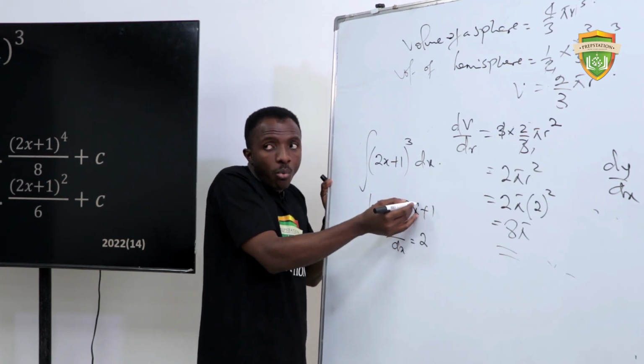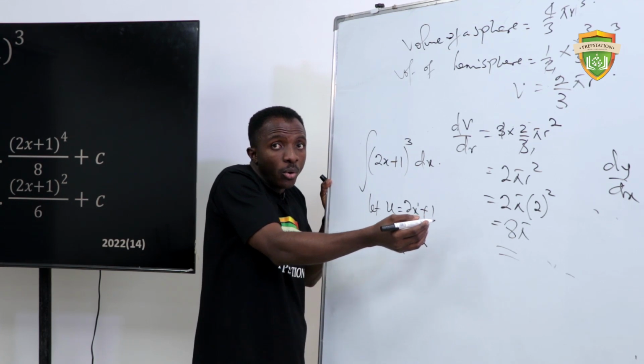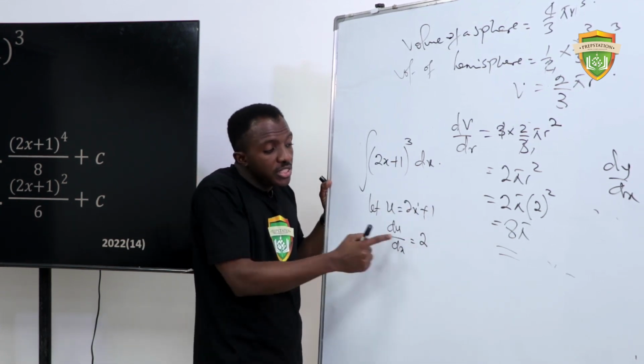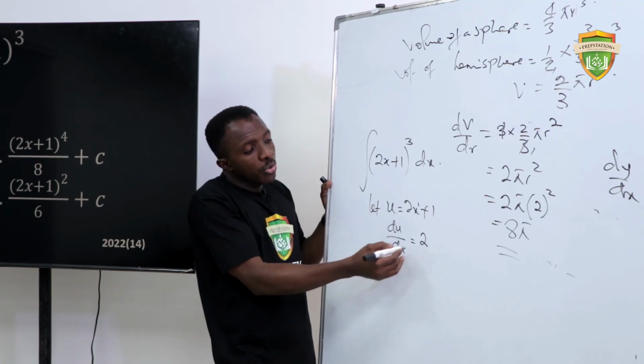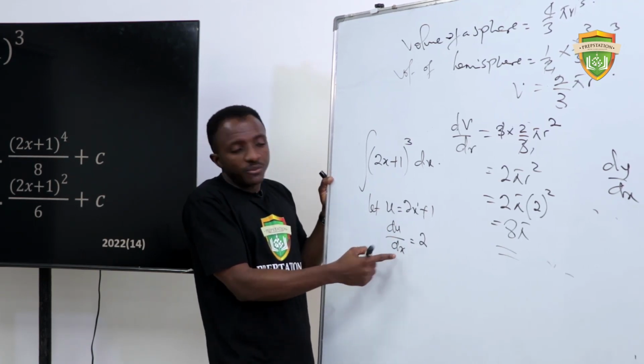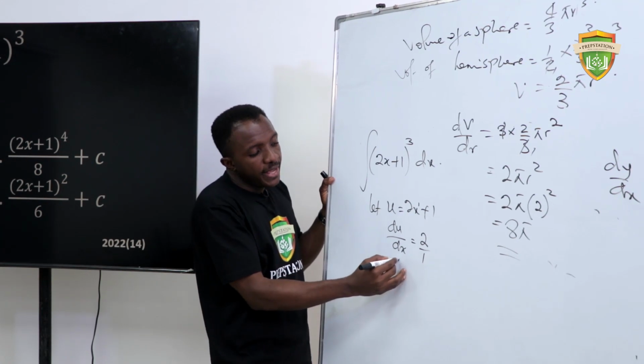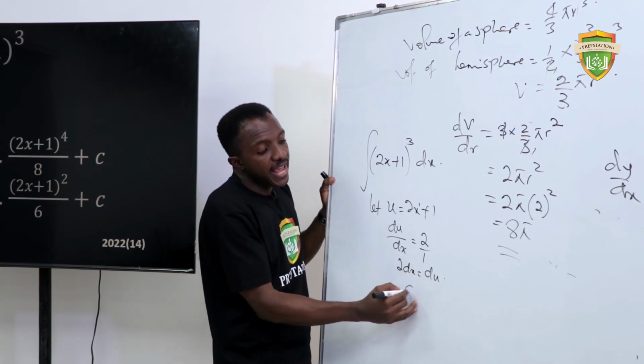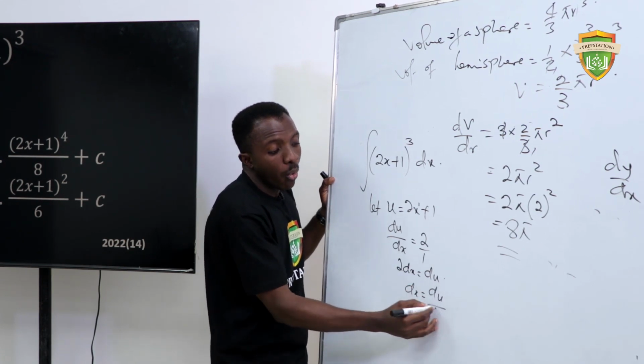X raised to power 1 minus 1. 1 minus 1 is 0. X raised to power 0, anything raised to the power of 0 is 1. So du dx is 2. So let's make dx the subject of the formula. If you cross multiply, you have 2 dx equals du. So what is dx? Dx is simply du over 2.